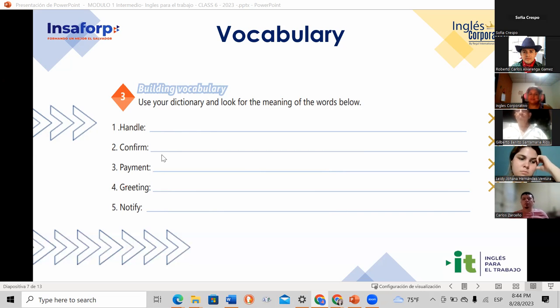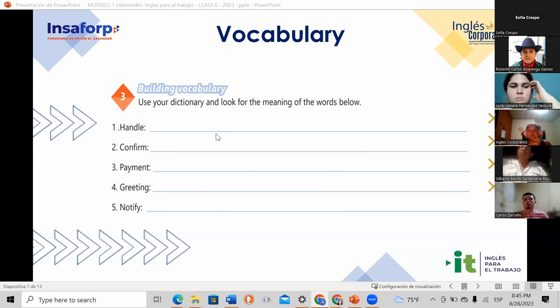Okay. But in general terms, handle can be applied to any tool or any job that you do, how you handle that situation, right? For example, if you have a problem with your family or your friend or your boss, how do you handle that situation? Okay. Take control of a situation, teacher. Yeah. ¿Cómo manejarla? ¿Cómo manejar ese proceso? Okay, good. Confirm. Robert, tell me.